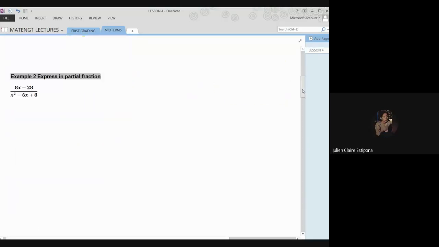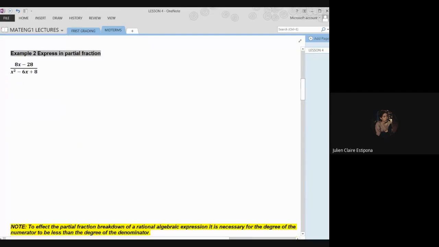So we have here example number 2. Let us express the expression, no, into partial fraction. So to be able to get the partial fraction for that one, let us just factor the denominator. What is the factor of x squared minus 6x plus 8, class? What is the factor of that? Just a guess?